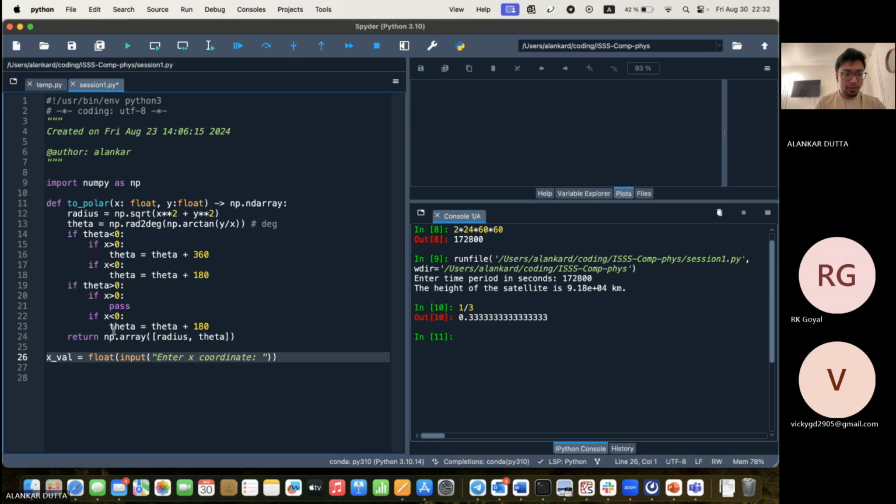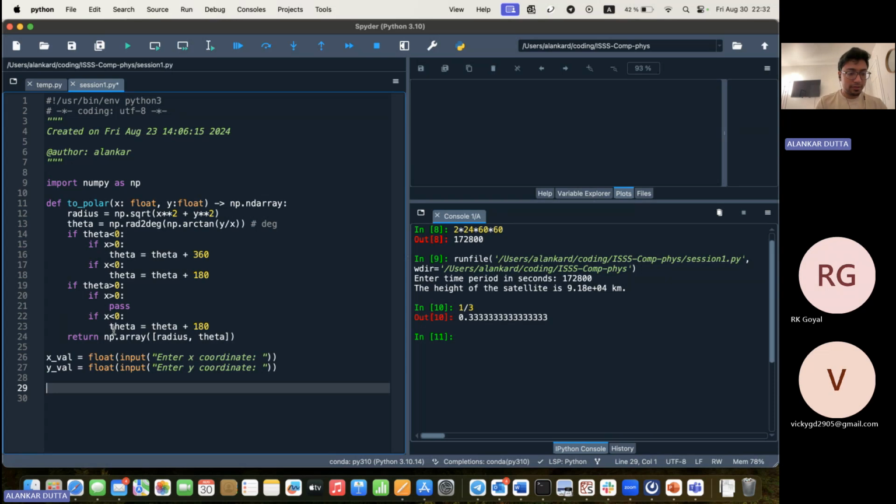Similarly, let's take the y thing in here. So this is just the y value. And then after this, I'll just call to_polar. I'll call this result equals to_polar, and this will take as arguments xval and yval, right?